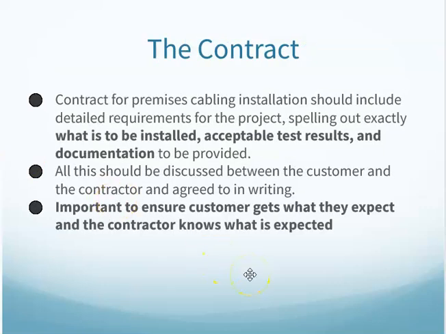Contract, they talk about in here things to consider for the contract. It has to be spelled out what is going to be installed, what's acceptable test results, what's the documentation required. All this needs to be figured out up front so both sides know what they're getting, and are they getting what they need for this site. And a contractor does not need to do extra stuff if it's not in the contract. It's important to ensure that both sides know what they're getting, and what they're getting is the pieces they need or want from this job.